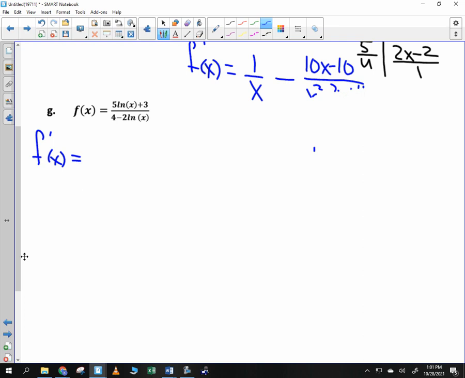So it says take the derivative of the top. What's the derivative of the top? 5 over x, good, times 4 minus 2 natural log of x. The derivative of 5 natural log of x. What's the derivative of natural log of x? Times 5 would be 5 over x. And the derivative of 3, we got is 0. Minus, what's the derivative of the bottom? 2 over x. Negative 2 over x. So plus 2 over x. Times then 5 natural log of x plus 3. All over.